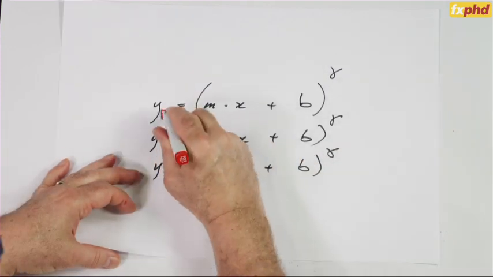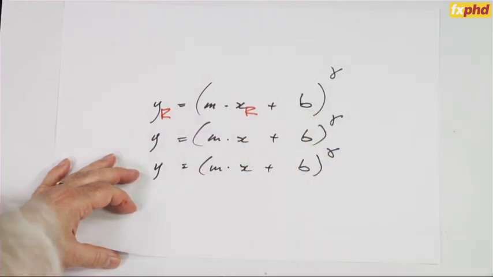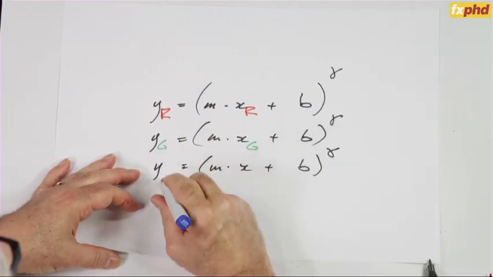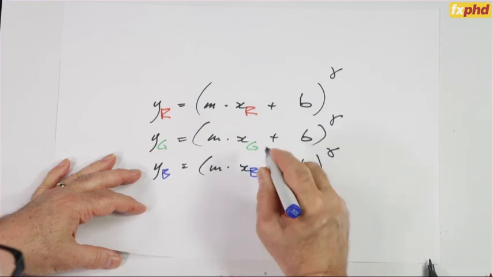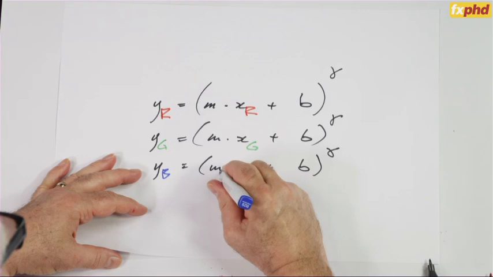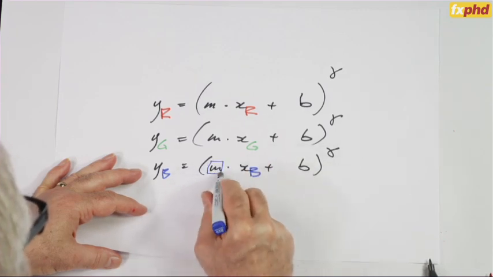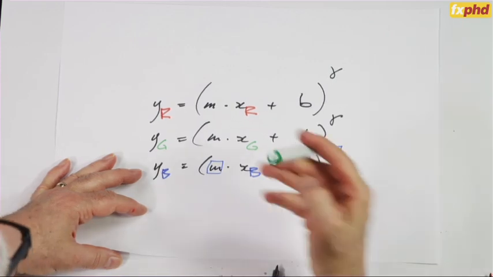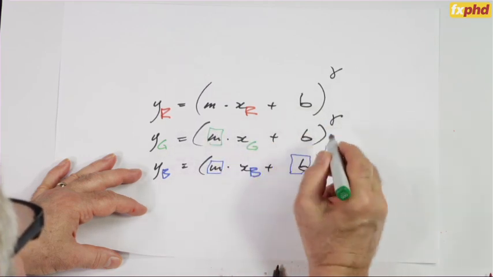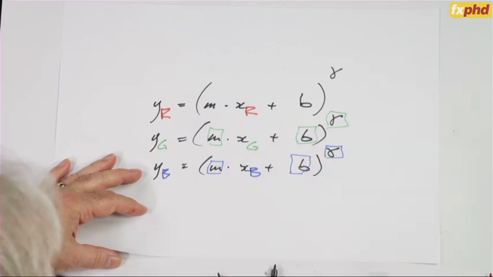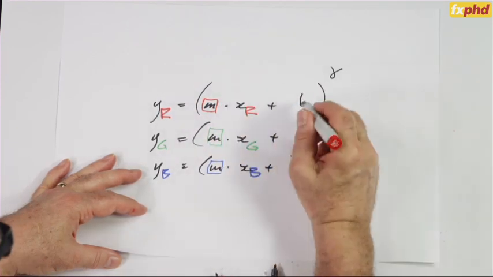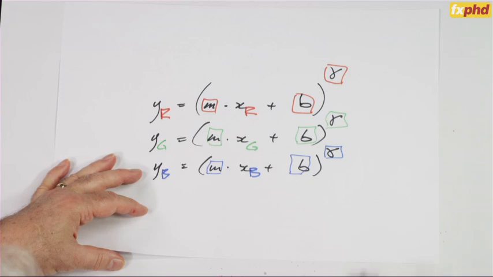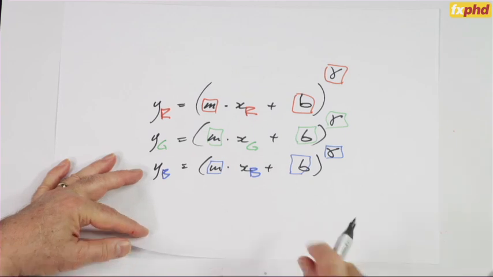One for red, one for green, and one for blue. Now, really, I should have subscripts on all of these parameters as well, because these 3 parameters relate to blue, these 3 parameters relate to green, and these 3 parameters relate to red. So you've basically got 9 knobs, but they're not really exactly presented to you as 9 knobs.